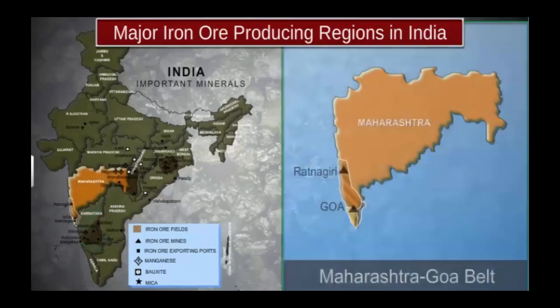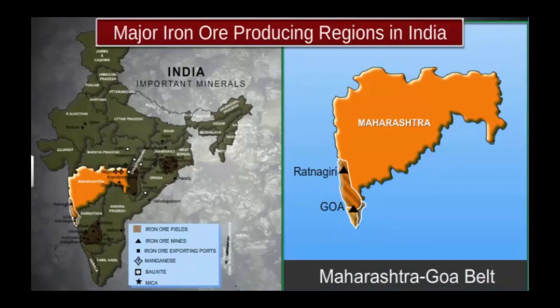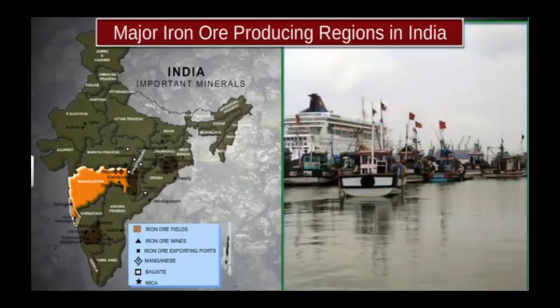The Maharashtra-Goa belt is spread over parts of Goa and Ratnagiri district of Maharashtra. The iron ore found here is not of very high grade. Yet, a substantial quantity is mined each year. Iron ore from the Maharashtra-Goa belt is exported through Marmagaon port.